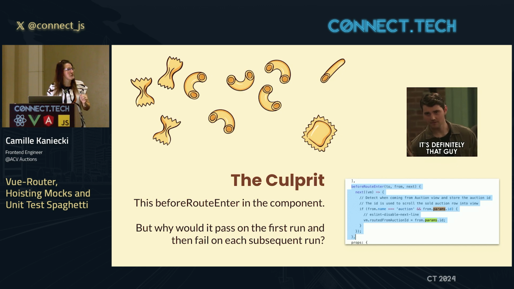So what ultimately was happening? In the component itself, before the component was loading, right, before route enter, it was manipulating the URL. So the first time you would load and it would do the logic that it needed to do, it had the expected result. But the second time it did not. So why was it doing that? It's definitely that guy.